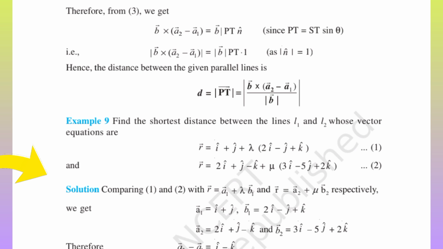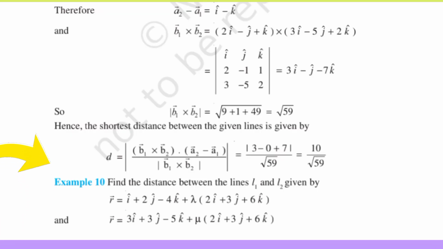Solution. Comparing 1 and 2 with r = a1 + λb1 and r = a2 + νb2 respectively, we get a1 = i + j, b1 = 2i − j + k, a2 = 2i + j − k, and b2 = 3i − 5j + 2k. Therefore a2 − a1 = i − k, and b1 × b2 = (2i − j + k) × (3i − 5j + 2k), which is the determinant with rows i j k, 2 −1 1, 3 −5 2, equal to 3i − j − 7k.